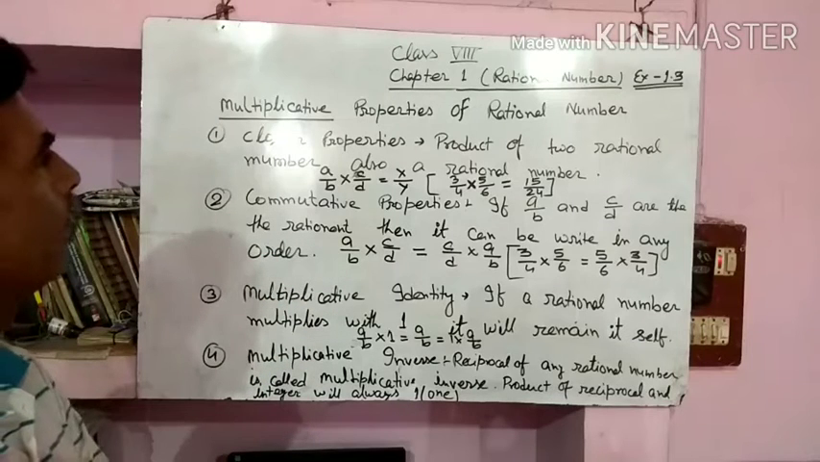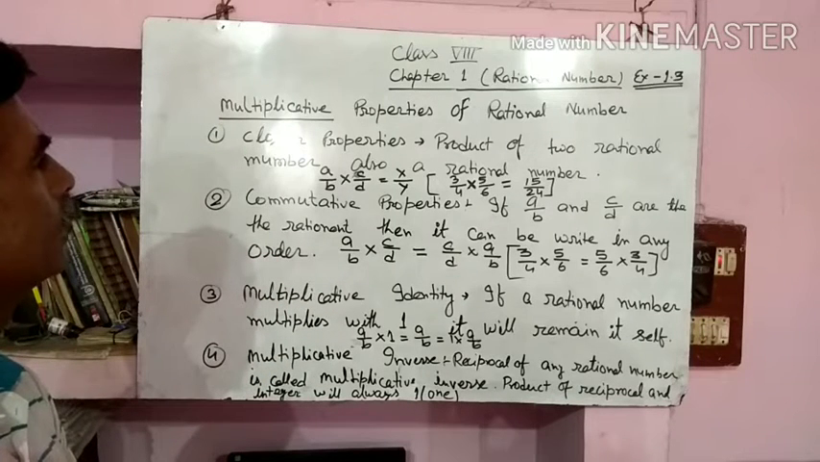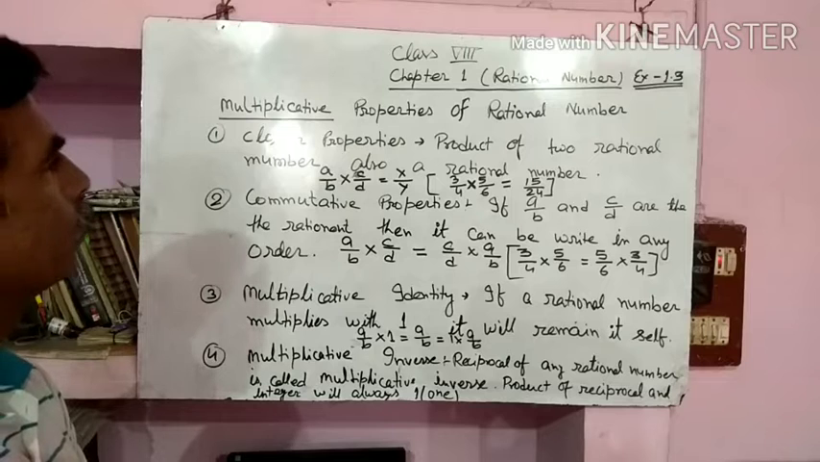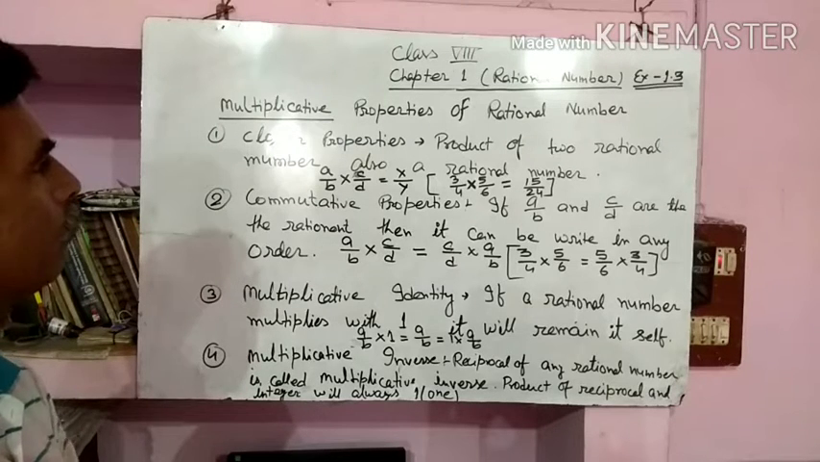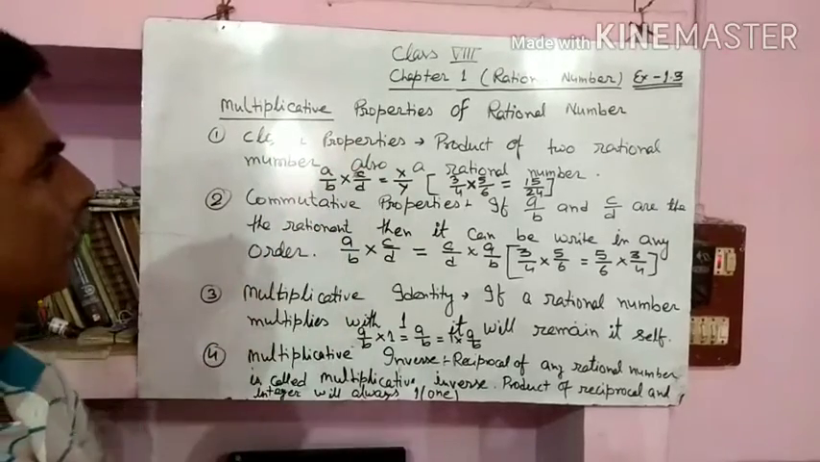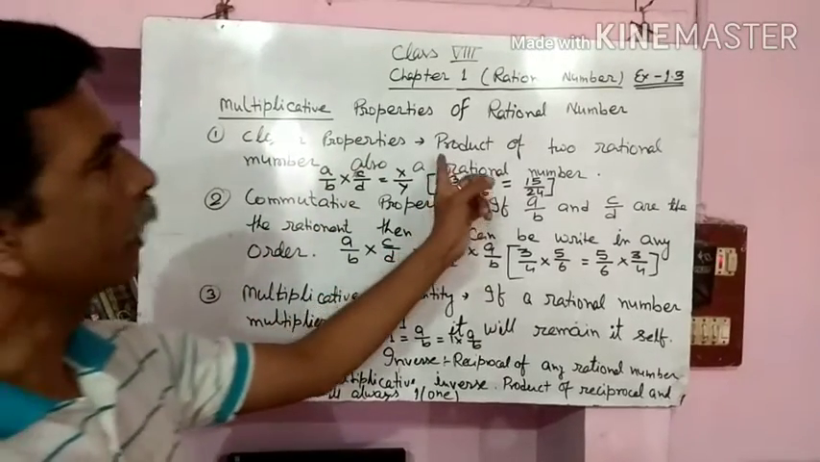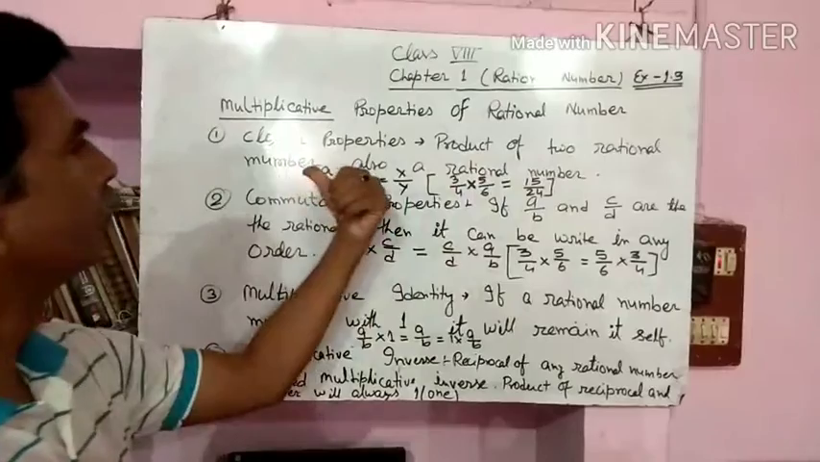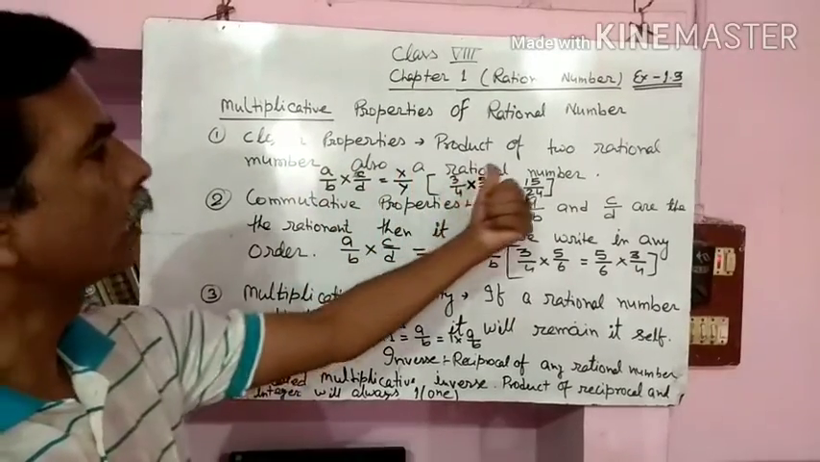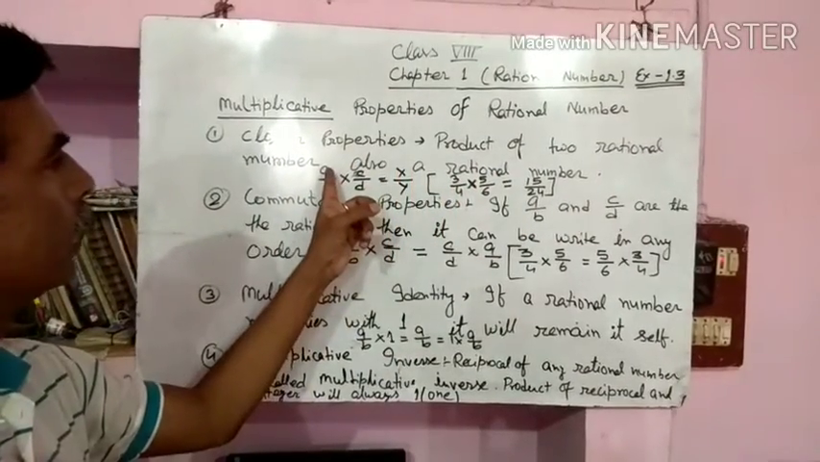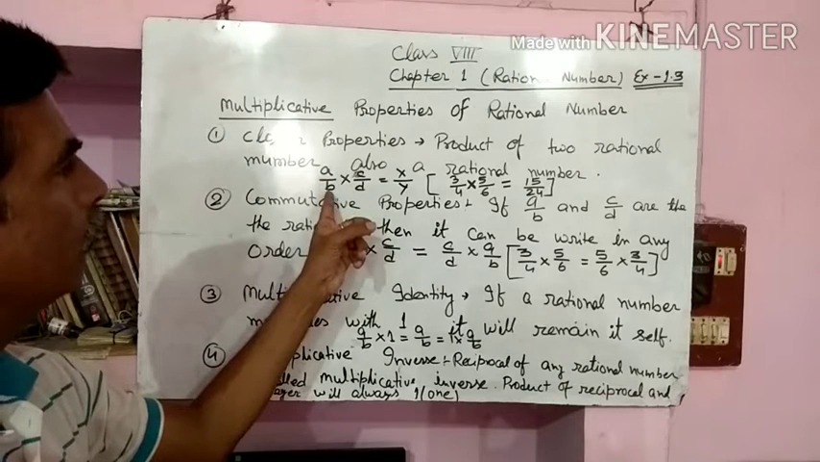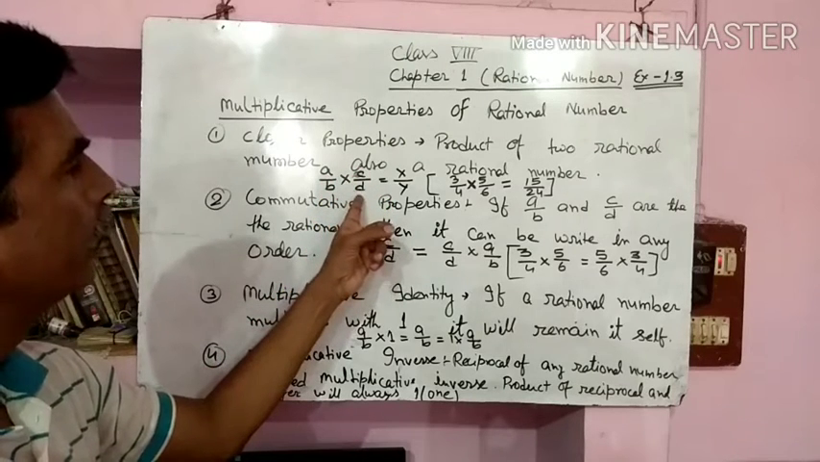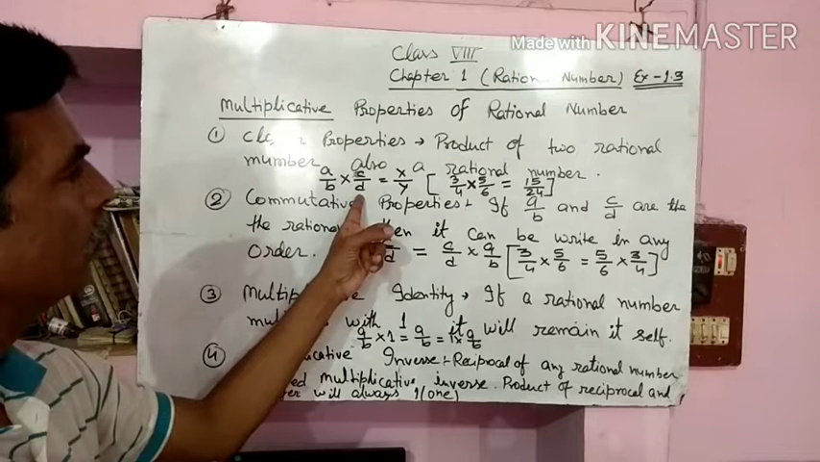As we discussed the additive properties, today we are going to discuss the multiplicative properties of rational numbers. The first one is the closure property. It says that the product of two rational numbers is always a rational number. a by b is in the form of a rational number, and c by d is also a rational number.